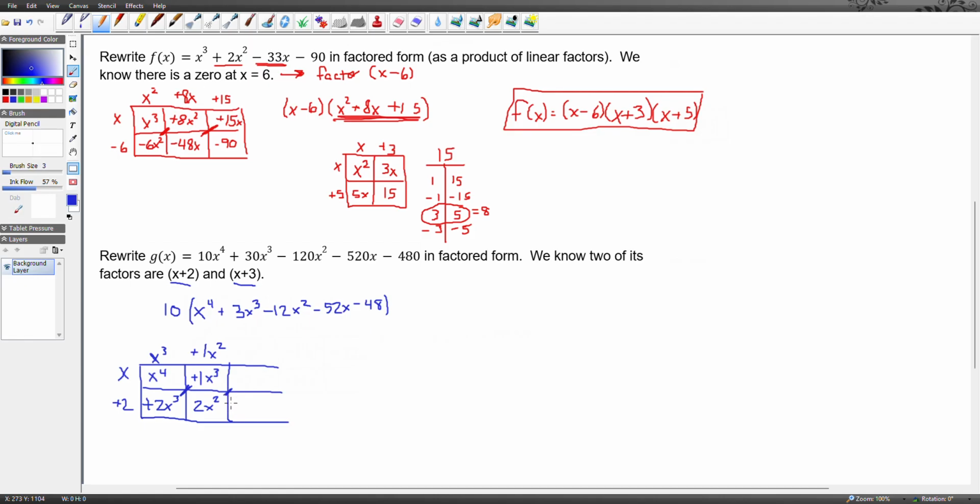Then another diagonal. This time we need negative 12x squared. So if I'm at positive 2, I need to go down to get into the negatives, down by 14x squared. 2 minus 14 is negative 12. So that means up here I'm going to put negative 14x. And then negative 14x times the 2 on the side makes negative 28x.